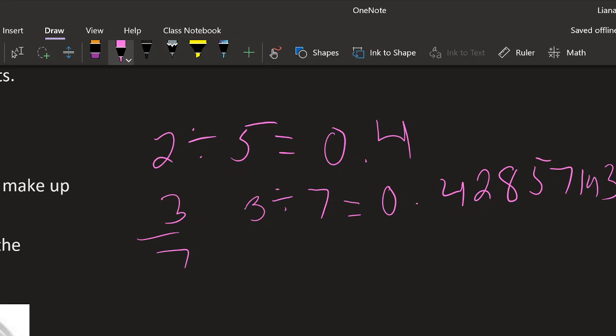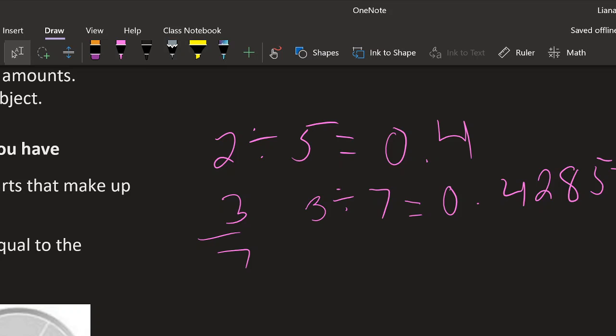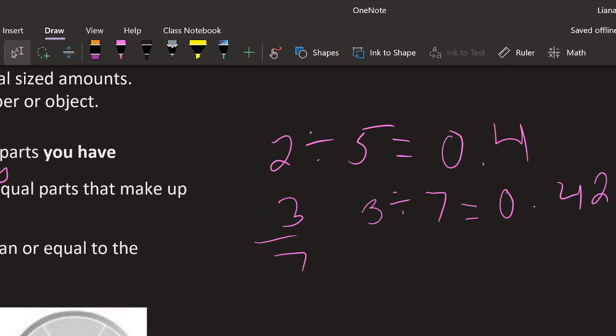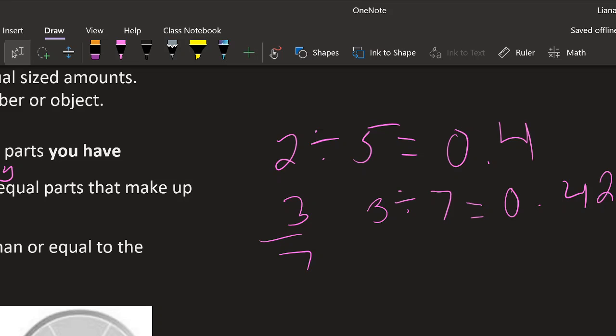If you can remember back from ABE 1-2, fractions and decimals are related, right? They both represent parts of a whole number. So this 0.428, etc. represents part of a whole number in the same way that 3 over 7 represents the same part of that whole number, okay? Fractions are just a really nice way to deal with those kinds of ugly numbers.